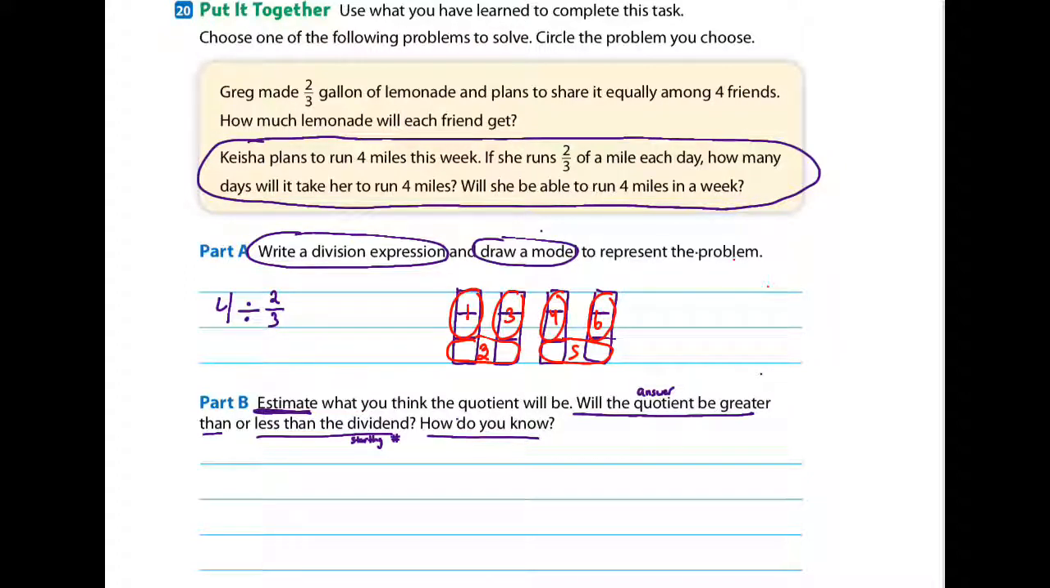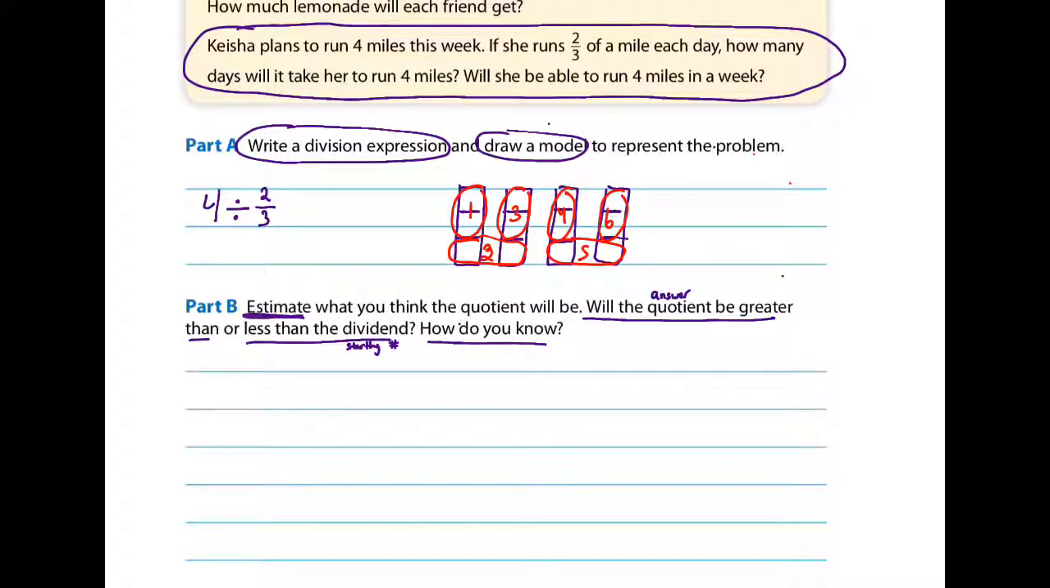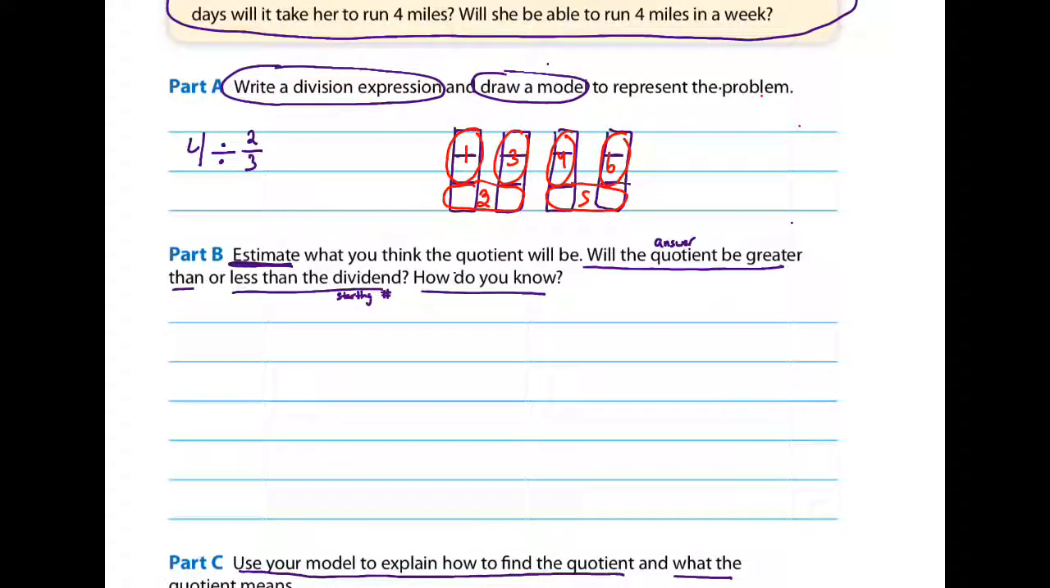Part B says estimate what you think the quotient will be, the answer. Will the quotient be greater than or less than the dividend? How do you know? Now, if I estimate, I can kind of figure out what the answer is already because I went up and did it, so I'm just going to give you my answer. I think the answer will be 6. Now it says, will the quotient be less than or greater than?